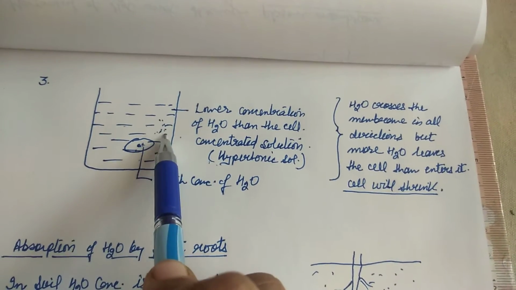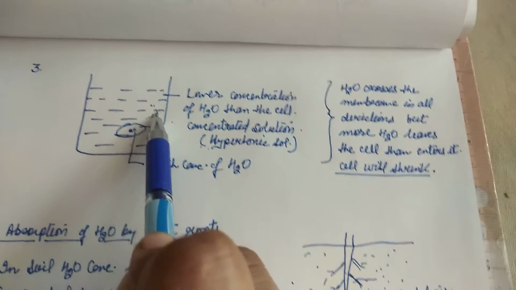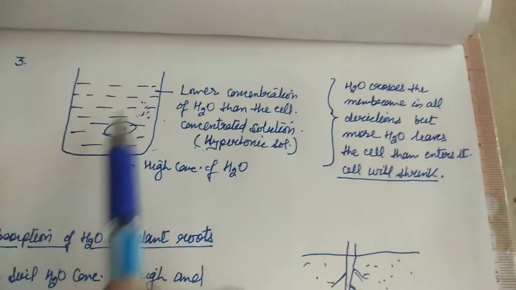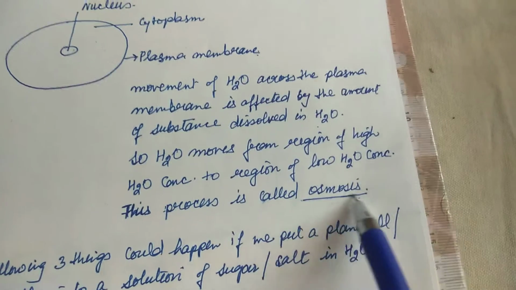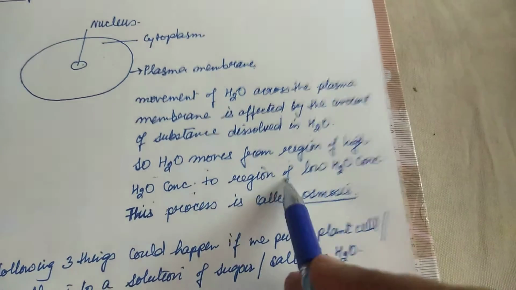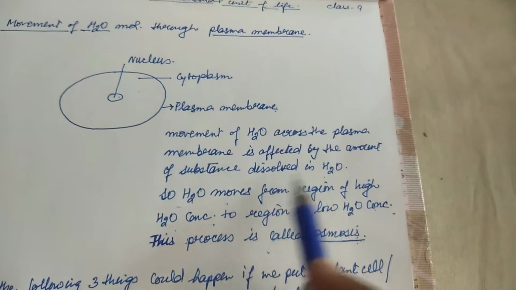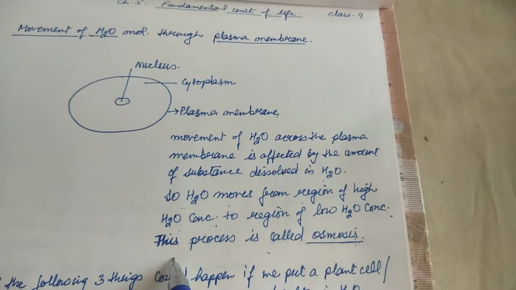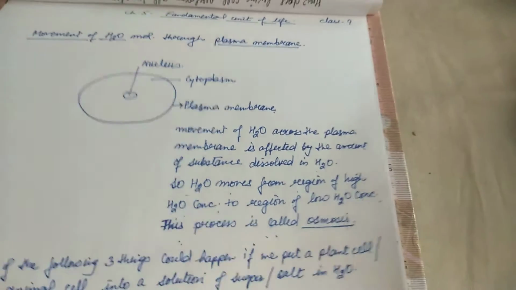So the concentration of water is low in the outside solution. So water will move from the cell to the outside solution. In such cases the cell will shrink. Right? And this process of movement of water we call osmosis. So the movement of water from a region of high concentration to a region of low concentration is called osmosis. Through this process the water moves from the cell to the outside environment and from the outside environment to the cell. Clear?